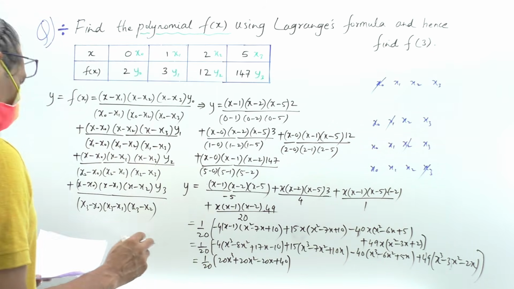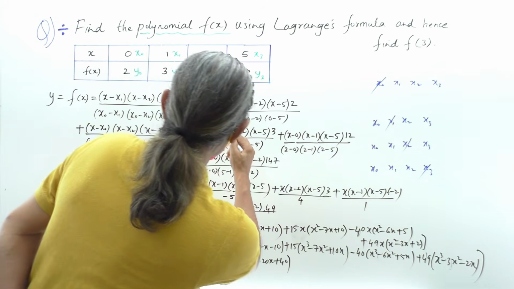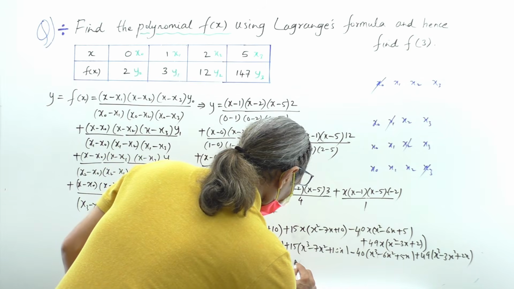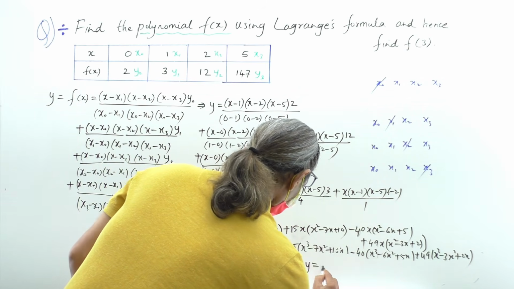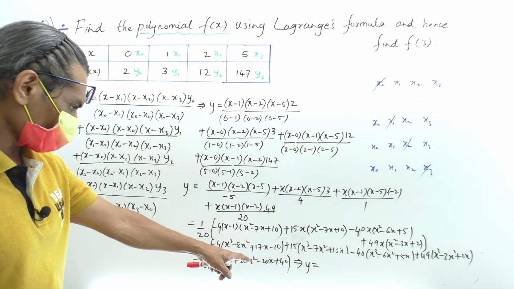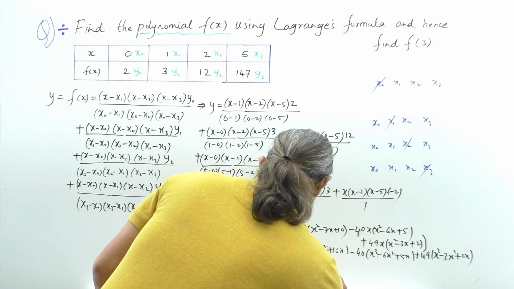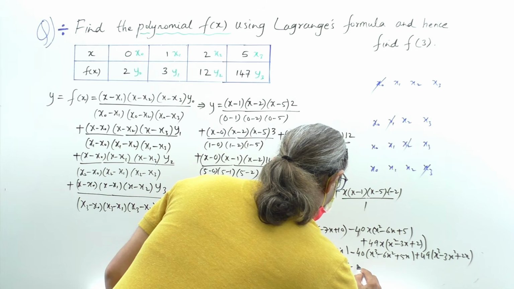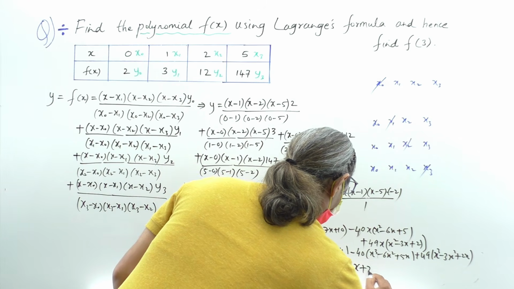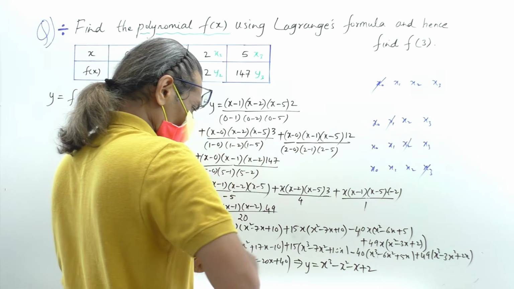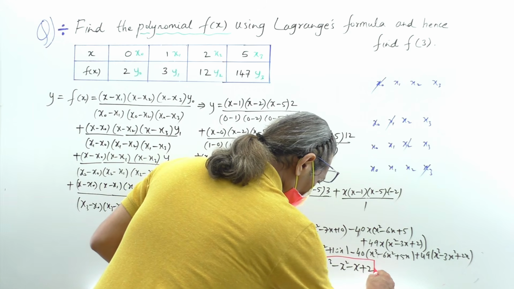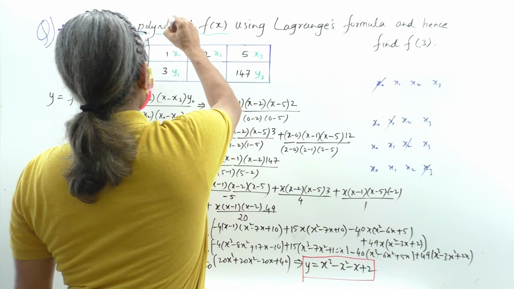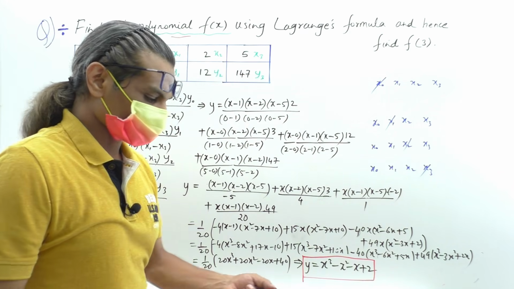Therefore, we get the polynomial as y equal to x cube minus x square minus x plus 2. This is the solution. Okay. So we have obtained the interpolating polynomial for the question.